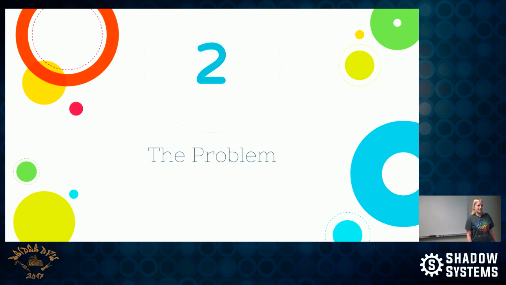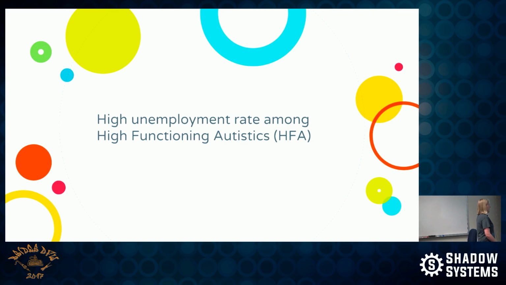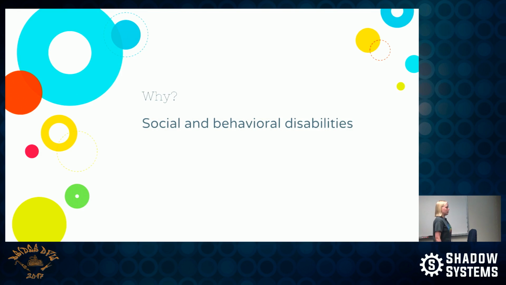So the problem that I've identified has nothing to do with intelligence or anything like that. It's simply social and behavioral difficulties, and that's causing a high unemployment rate among high-functioning autistics. The statistic is that only about 10% of individuals with high-functioning autism are employed currently, and honestly, that's not due to their inability to work. It is the social and behavioral issues and disabilities connected to the condition.